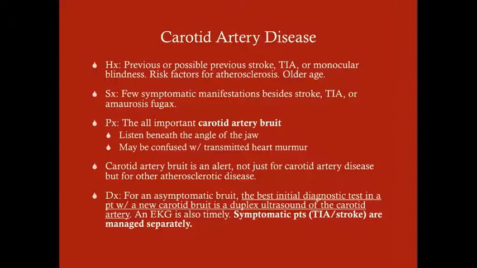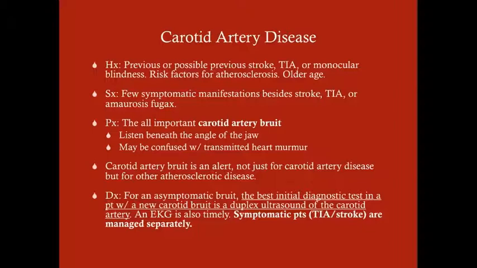So the best way to differentiate the two is that the carotid artery bruit would get quieter as you move down the neck, and also a heart murmur, you should be able to hear it on both sides, whereas the carotid artery bruit, you'll probably only hear it on one side or the other, or more on one side than the other. So a carotid artery bruit is much more asymmetric in appearance, if you will.